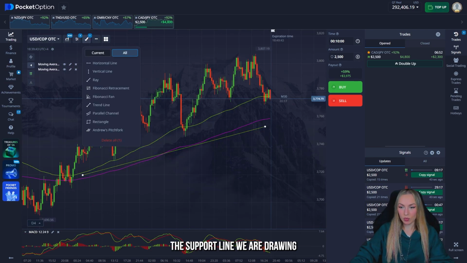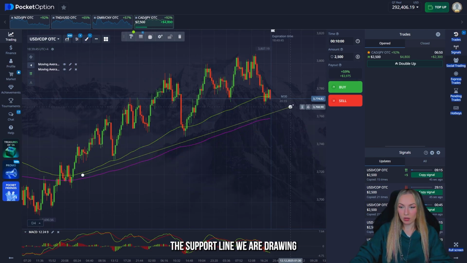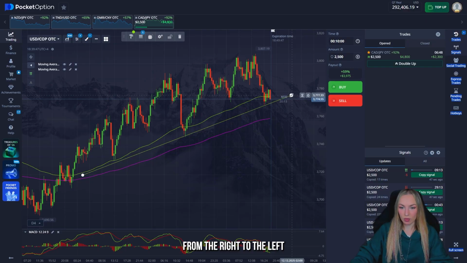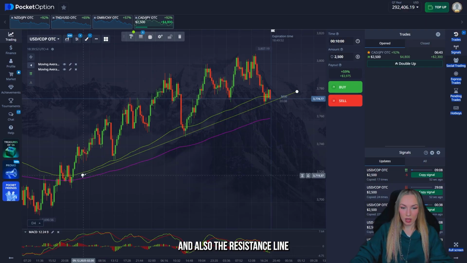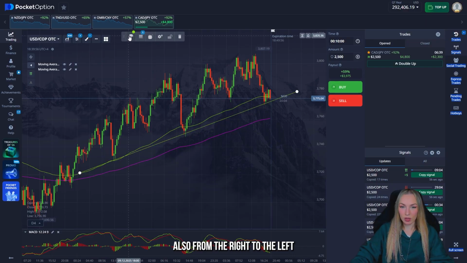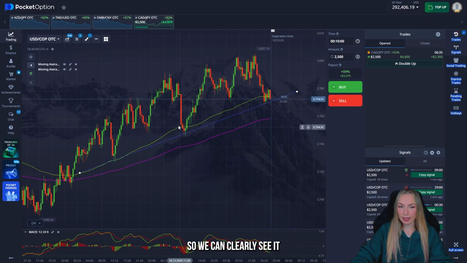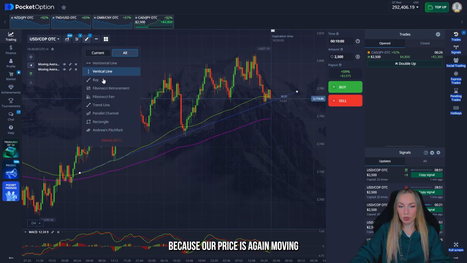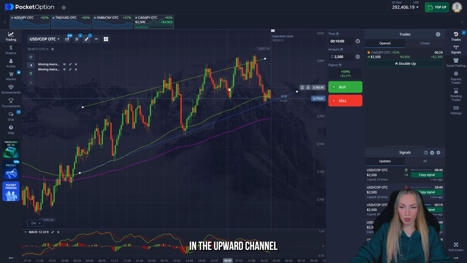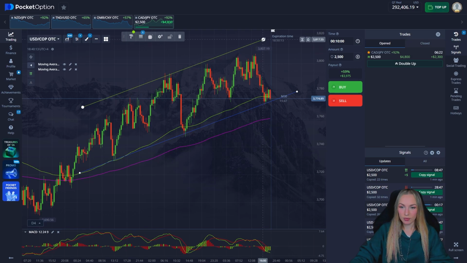By the way, the support line we are drawing from the right to the left. It's very important. And also the resistance line also from the right to the left. And let's put some other colors so we can clearly see it. And as you can see, on USD COP is forming the signal in the upward direction because our price is again moving in the upward channel.